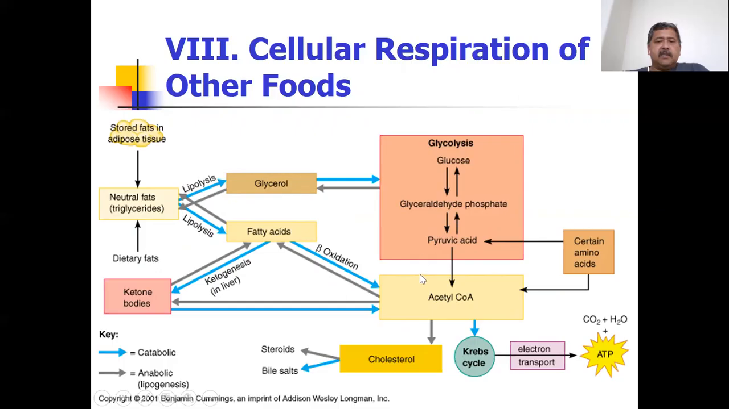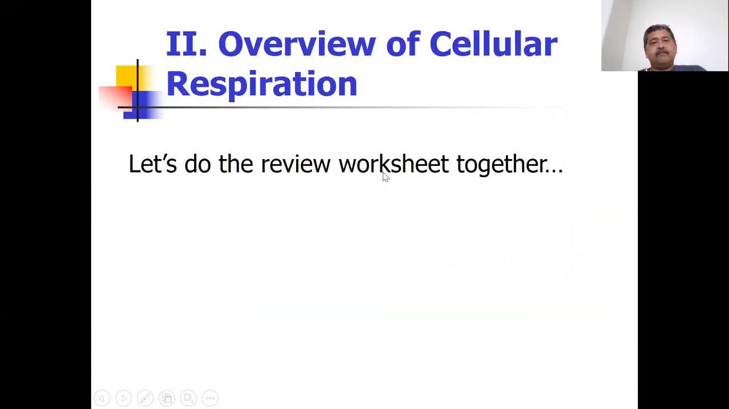What we just studied is right here: glycolysis, there's pyruvic acid, there's acetyl coenzyme A, the Krebs cycle, and the electron transport system. So that's what we just covered for a carbohydrate. But if you have an amino acid, you can see they jump in at different parts. If you have a fat, you can see the glycerol and the fatty acids are jumping in at different parts.